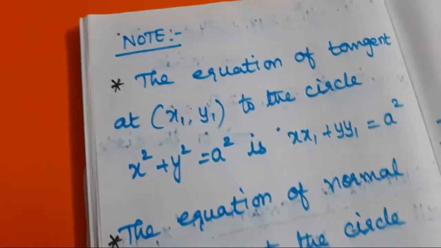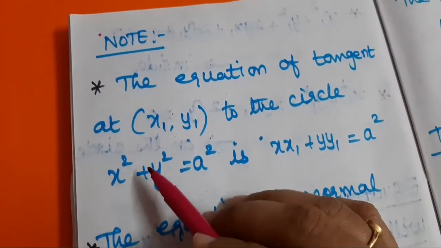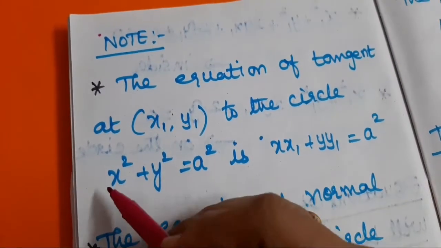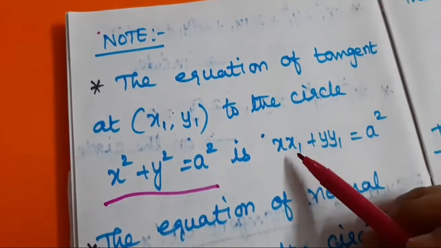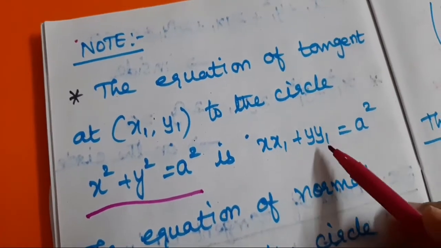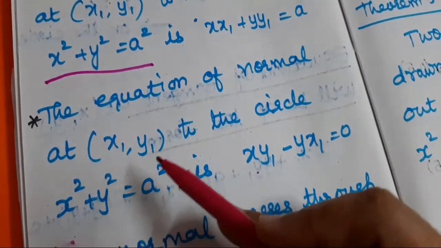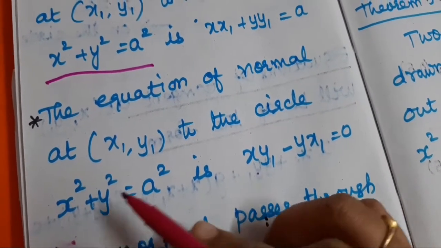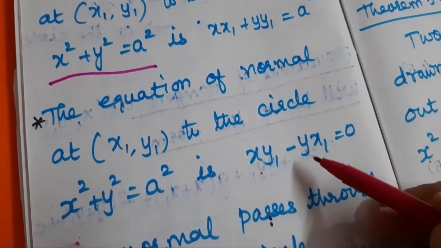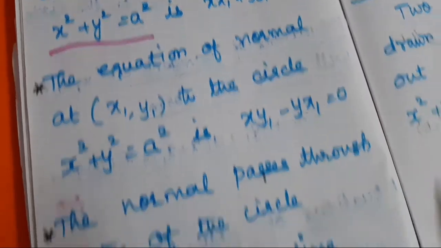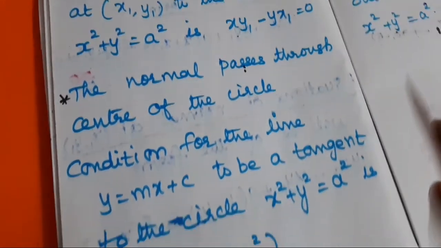The equation of the tangent at (x1, y1) to the circle x² + y² = a², a circle with center at the origin, will be of the form x x1 + y y1 = a². The normal equation of the circle x² + y² = a² will be of the form x y1 − y x1 = 0. Always the normal passes through the center of the circle.